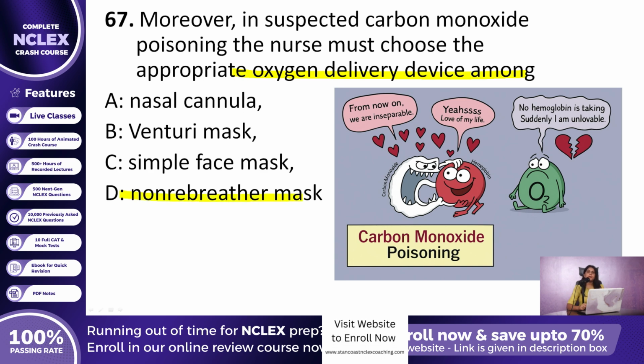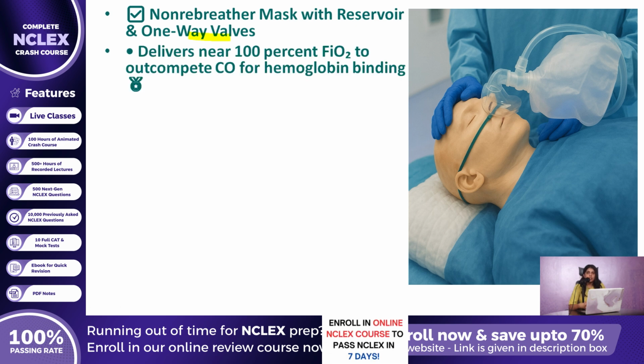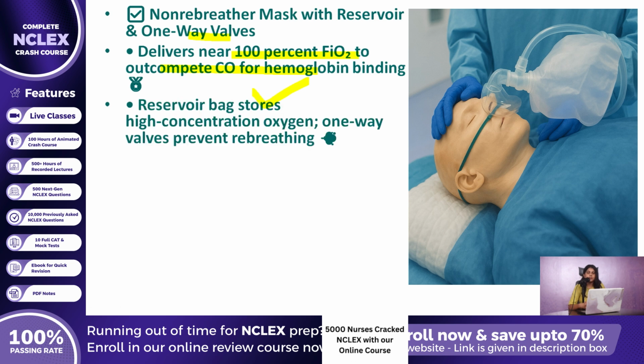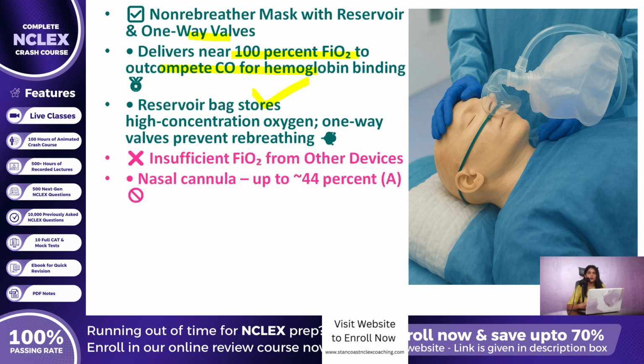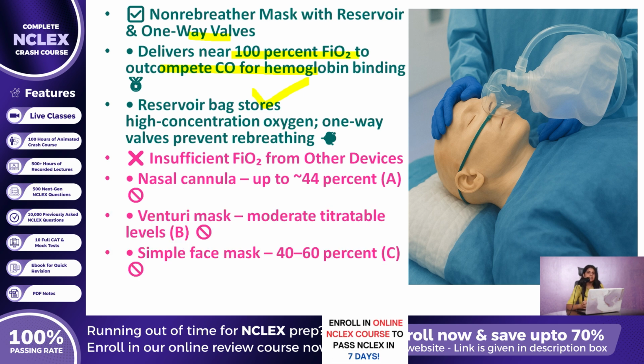Non-rebreather mask. Carbon monoxide binds hemoglobin with far greater affinity than oxygen, so near 100% FiO2 is required to competitively displace CO, and only a correctly fitted non-rebreather with reservoir bag and one-way valves delivers that concentration. A nasal cannula provides up to roughly 44% FiO2, option A. Venturi masks titrate moderate levels, option B. And simple face masks deliver 40 to 60% FiO2, option C. All insufficient for CO elimination.